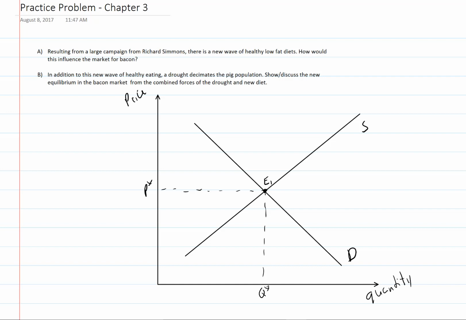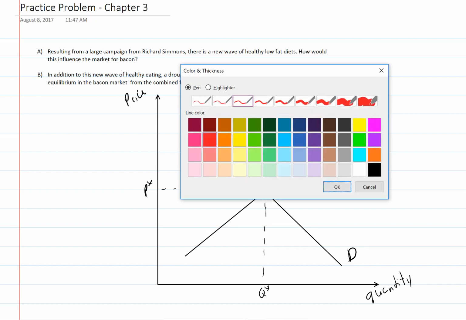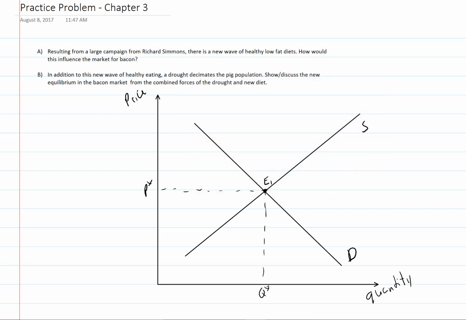So what I've done is I've cleaned up the graph we had. I've redrawn it so we just get one supply and one demand curve, and we can start by first looking at the Richard Simmons health campaign like we did in the last problem, and then we'll look at what happens when we have this drought that's decimating the pig population, and we'll look at their combined effects and see what we can conclude. So the first thing we'll do is just write in what we found in part A. So we saw that this new healthy diet campaign by Richard Simmons is going to decrease the demand for bacon.